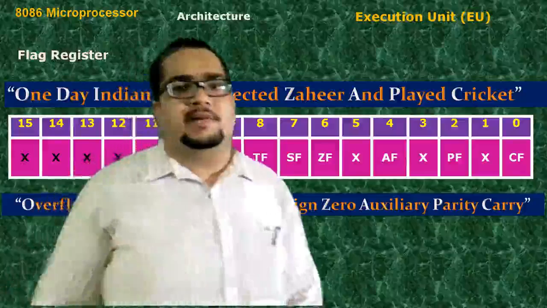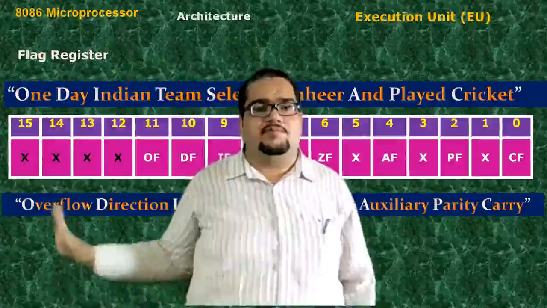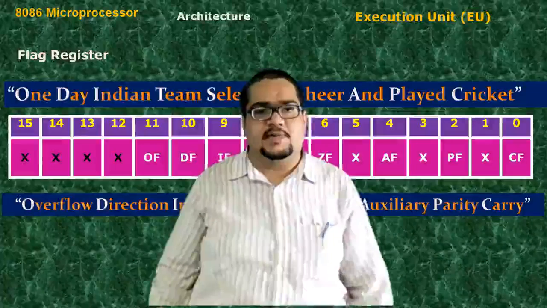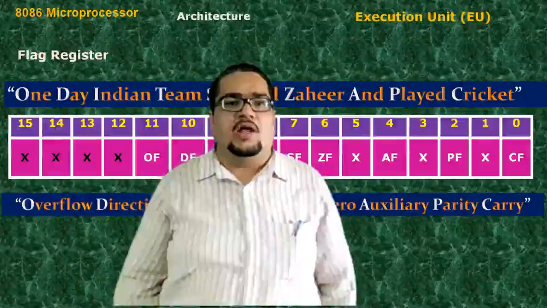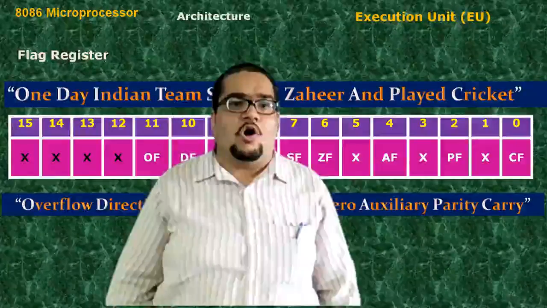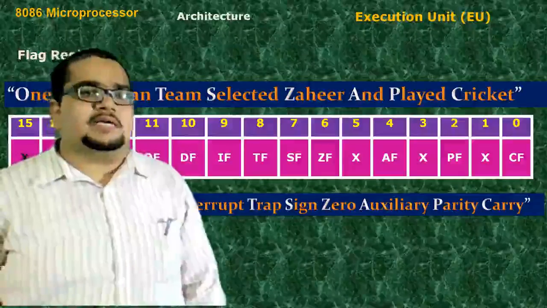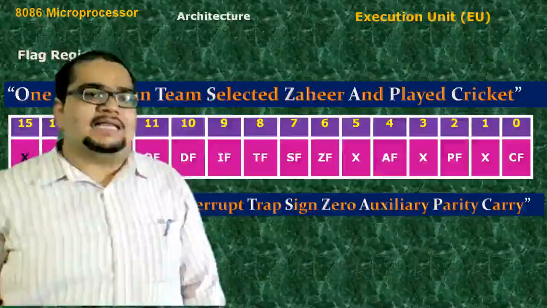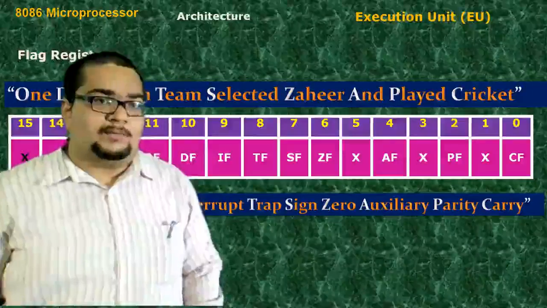Flag register is there, bit 0 to bit 15. You can see bit 0 this side and bit 15 that side. Out of these 16 bits, we have only 9 active bits, the other 7 are inactive, and different flags are there. Starting from here, it is carry flag, parity flag, auxiliary carry flag, zero flag, sign flag. After sign flag we have trap flag, interrupt flag, direction flag. These 3 bits, 8, 9, 10, are the control flag bits.